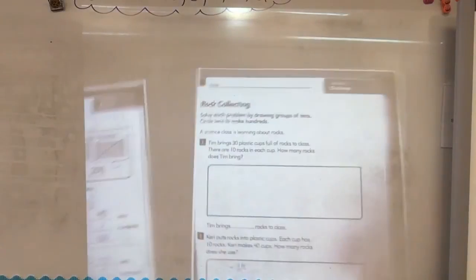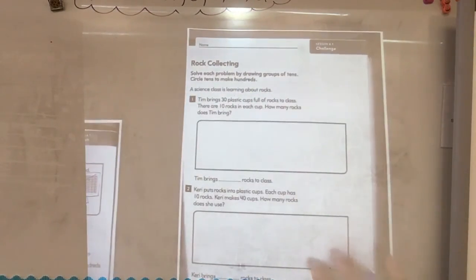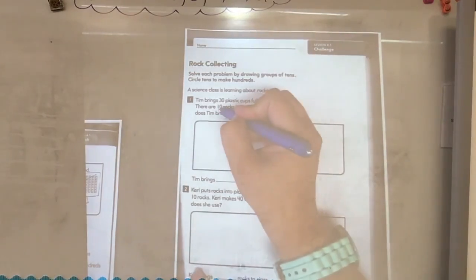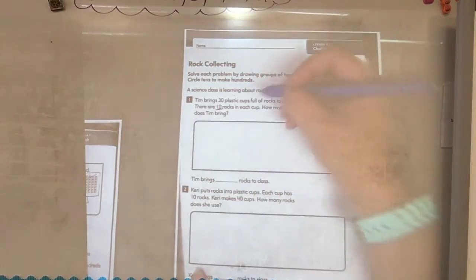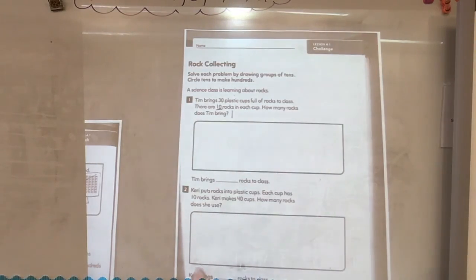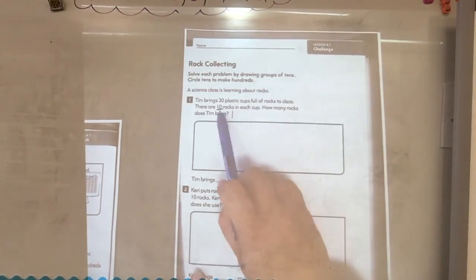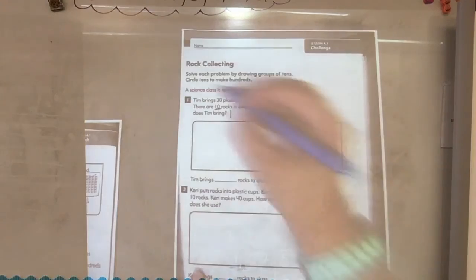Okay, this was another version of what we've been doing. A science class is learning about rocks. Tim brings 30 plastic cups full of rocks to class. There are 10 rocks in each cup. How many rocks does Tim bring? So if there are 10 rocks in each cup, I can represent that by using a 10. That's how I represent a 10 in base 10. Okay, so each 10 represents 1 cup of rocks. There are 30 cups of rocks.